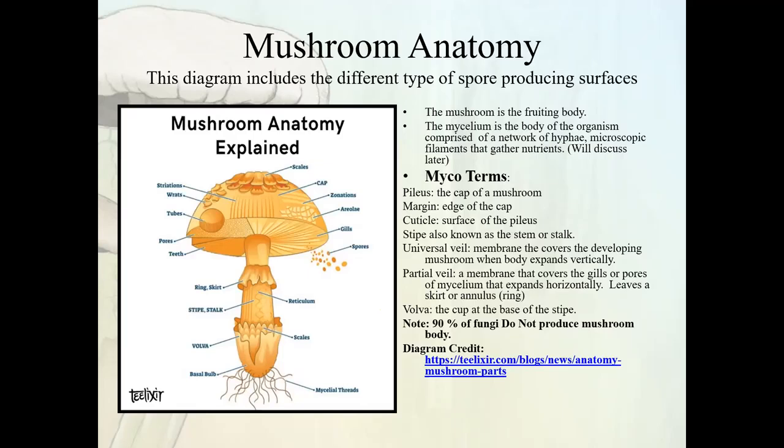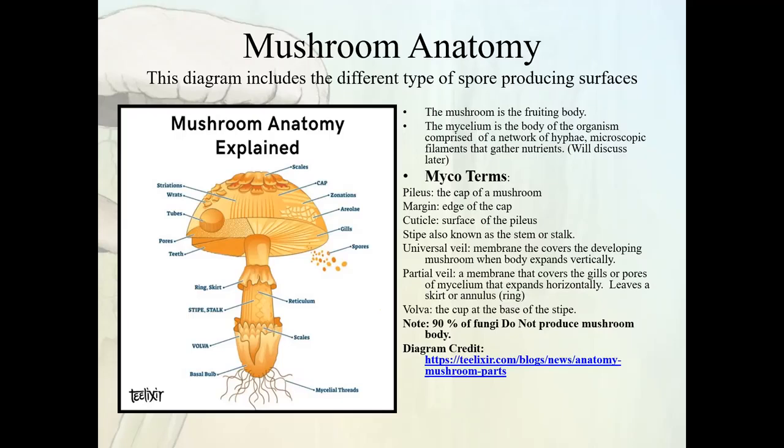Again, we're trying to stay away from those plant-like terms. The universal veil is a membrane that covers that little developing mushroom. When the body expands vertically, that's the universal veil that you might see. The partial veil is a membrane that covers the gills or pores of the mycelium that expands horizontally, leaves a skirt or an annulus. And the vulva is the base of the stipe.